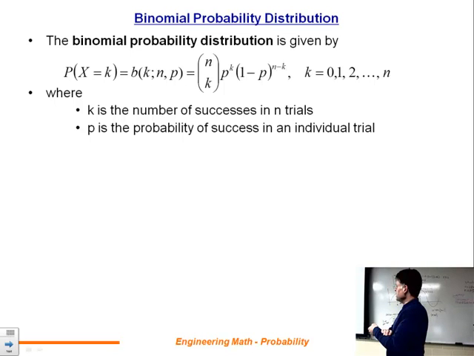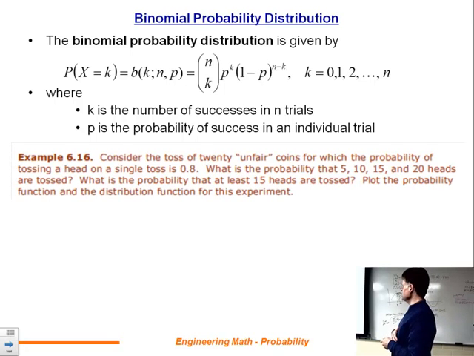So if we fix n and we fix p, and we let k vary from 0 to n, we take these numbers. These are probabilities. It's a probability distribution on the number of possible successes. So if you actually add up all these probabilities, you're going to get 1. So k is the number of successes in n trials. p is the probability of success in an individual trial.